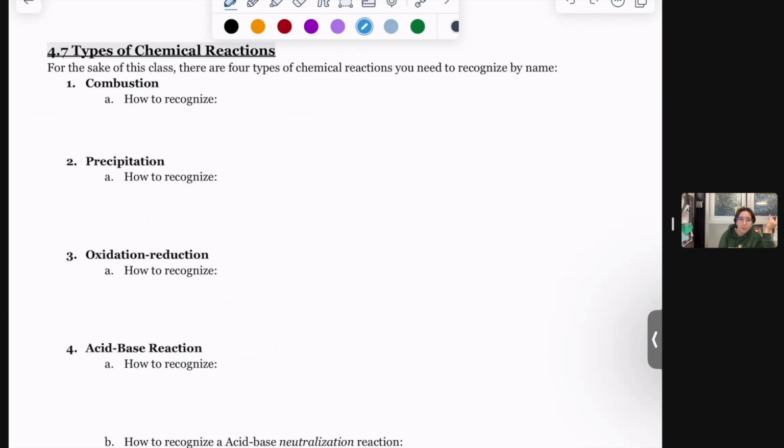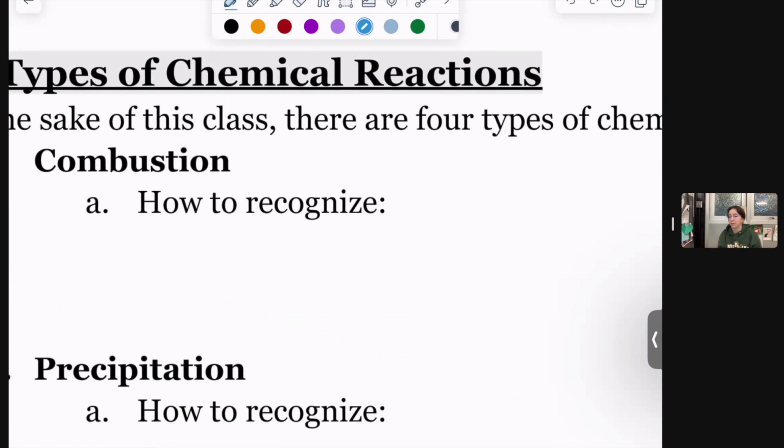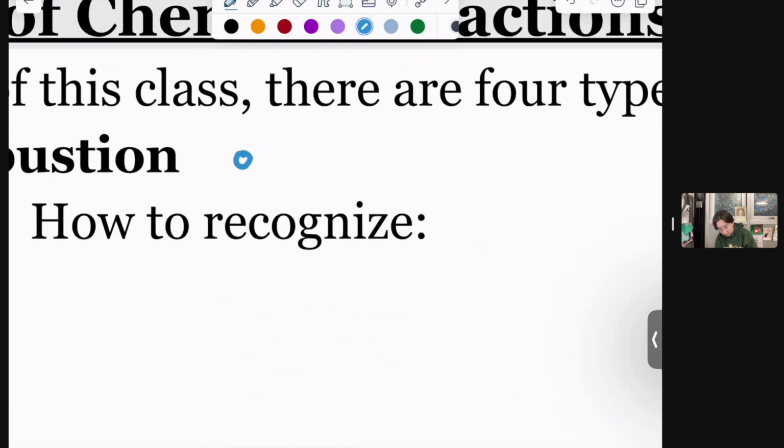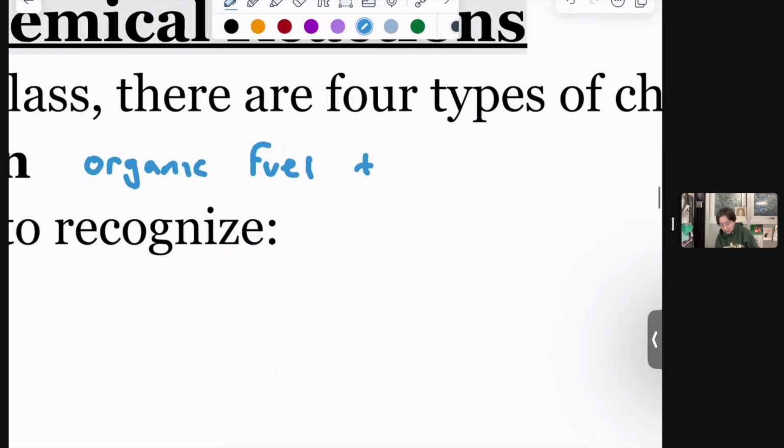A common multiple choice question is having a reaction equation and being asked which type of reaction it is. And you have to identify it as combustion, precipitation, redox, or acid base. Again, we'll get more on those other ones, especially acid base and redox. So, we'll get to it. But combustion, hopefully that sounds very familiar. This is always an organic fuel combusting with oxygen gas.